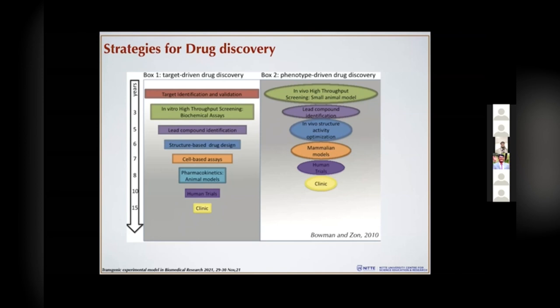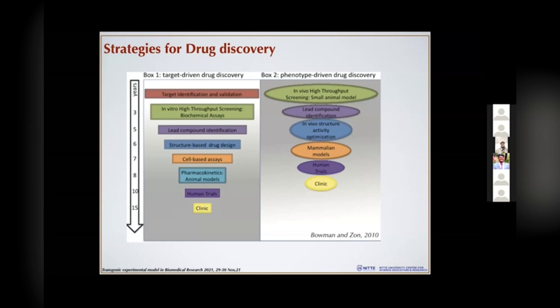the other way of doing it is phenotype-driven, and that's why zebrafish becomes very useful. In phenotype-driven, you don't go for the target. You look at the phenotype. Suppose I'm developing a drug that can be used for treating anemia in patients. So my phenotype would be a zebrafish which is showing anemia. I'm not really bothered about whether the anemia is caused due to defective ribosome red blood cell synthesis, or because of vitamin B12 deficiency, or iron deficiency, or so on.